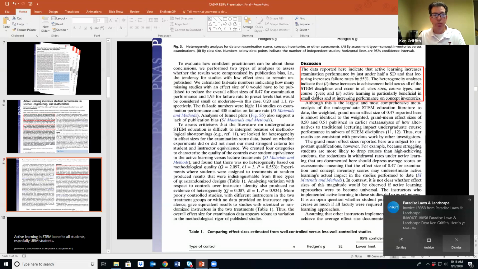And we see that they say improved examination performance by just under half a standard deviation, then lecturing increases. So we're talking like a grade, from a C to a B, basically, or a B to an A. And that's the real shift that we see. If we're thinking about a standard normal curve, the real shift that we see with active learning is the shift in the middle of the distribution toward up. So that's the real benefit to this type of learning.